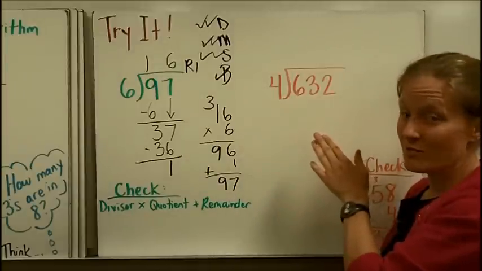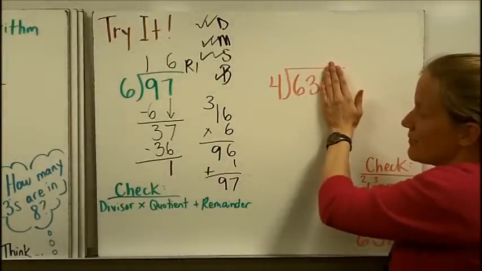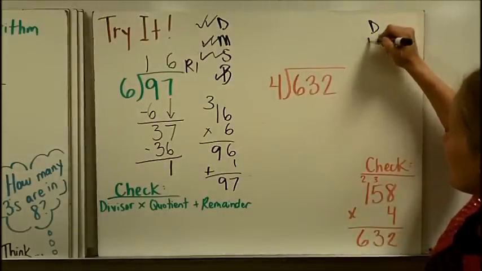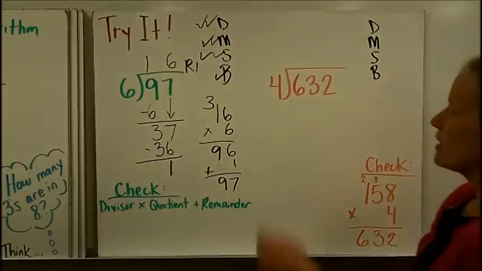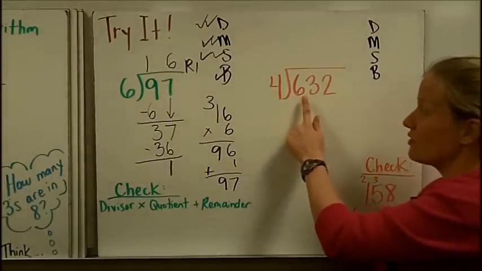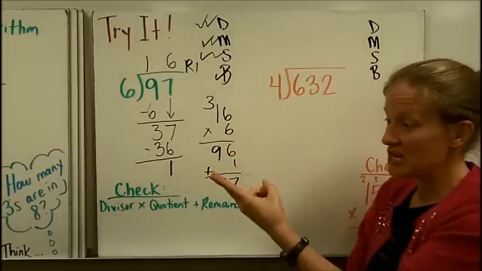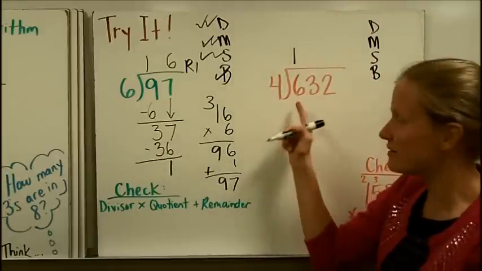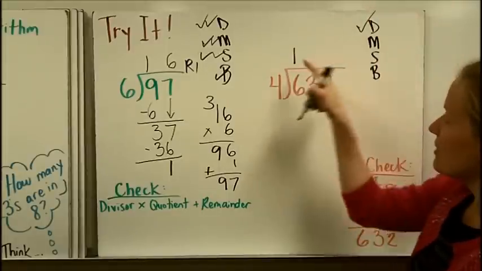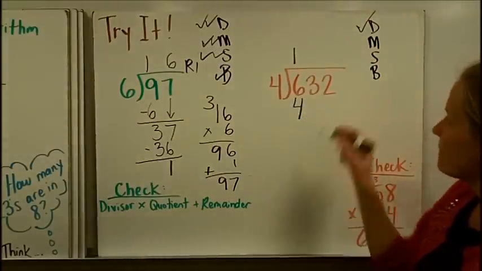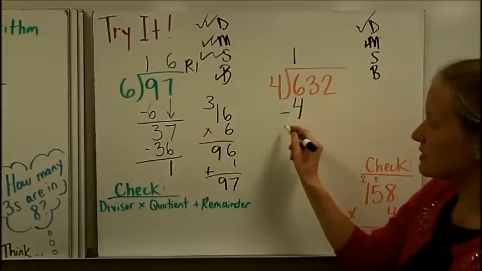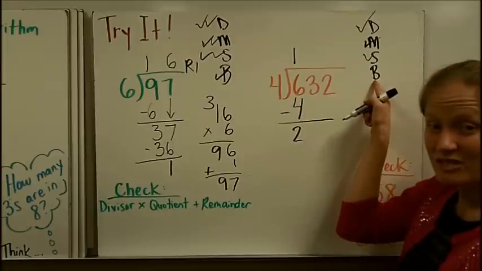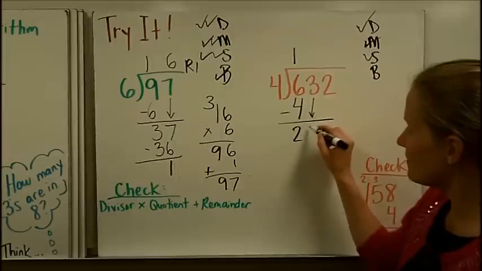Now let's try a 3-digit problem. And remember, you want to do one number at a time. So you really are just, at the very beginning, thinking about 6 divided by 4. So divide, multiply, subtract, bring down. So I'm asking myself, how many times can 4 go into 6? 4, 8, 8's too many, so it could only go in one time. There's only one group of 4 inside 6. Now I'm going to multiply. 1 times 4 is 4. Now I'm going to subtract. 6 minus 4 is 2. Now I'm going to bring down just one number, so bring down that 3.